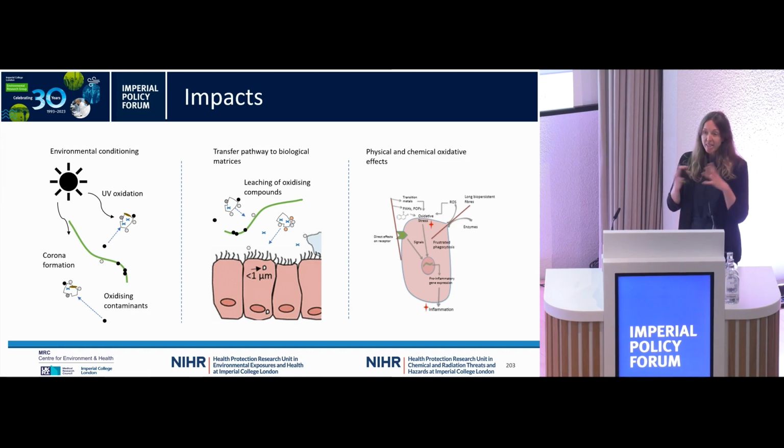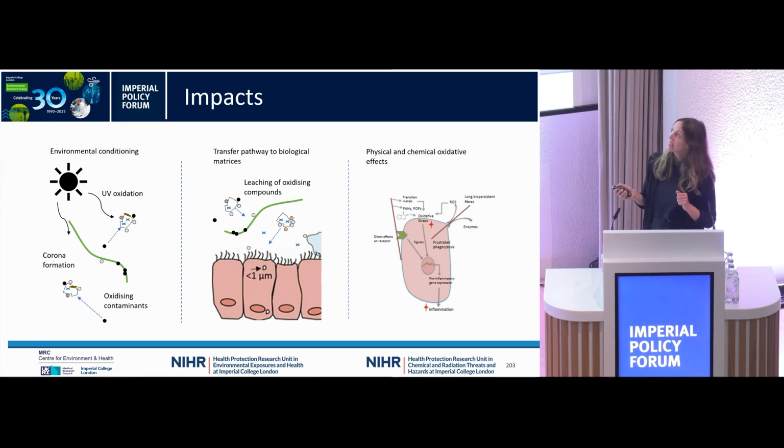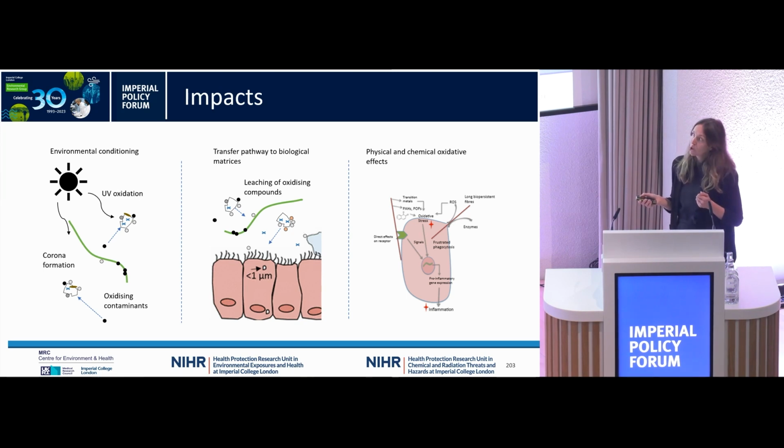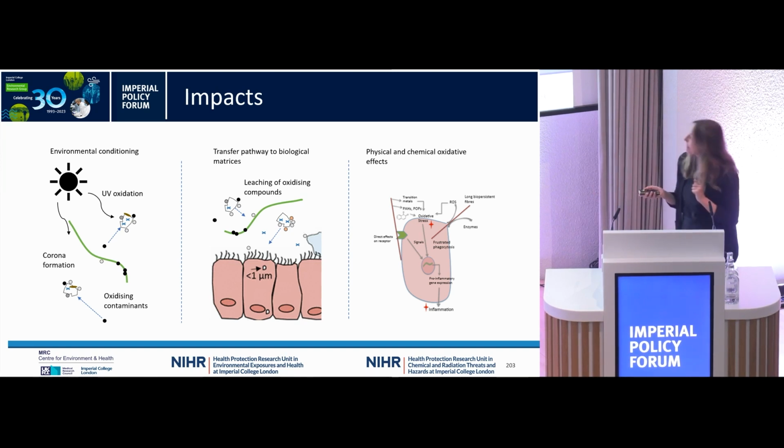So once in the environment, plastic or microplastic particles, as I mentioned, undergo this weathering. This leads to oxidation of the plastic surface, which changes its chemistry. It might be coated in biofilms or proteins, and it might also gain contaminants that it accumulates from the ambient environment, like polycyclic aromatic hydrocarbons or transition metals, for example.